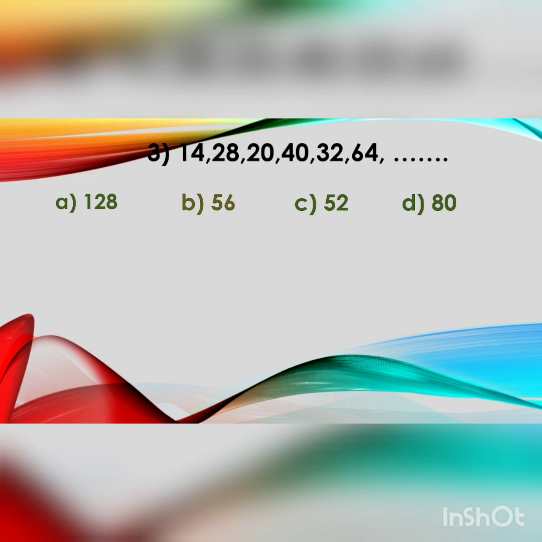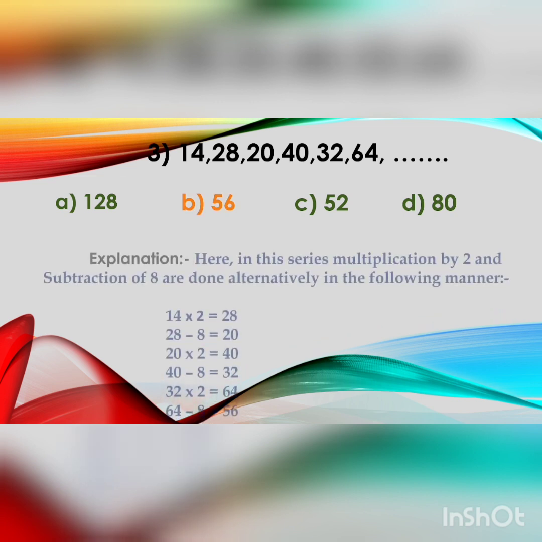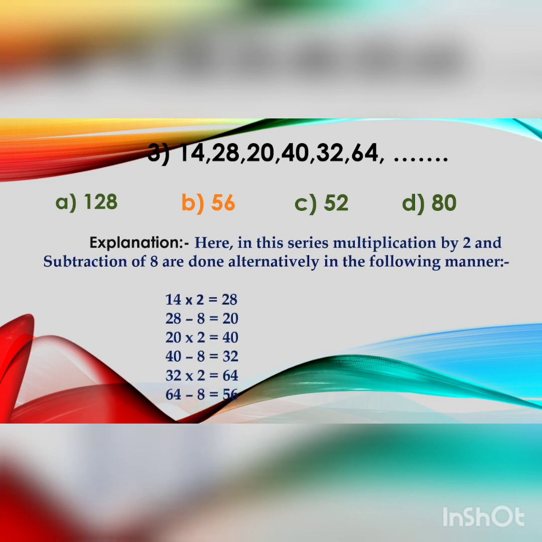In the first step 14 is multiplied by 2 giving 28 as the next number of the series, then 8 is subtracted from 28 giving 20 as the next number of the series. After that 20 is multiplied by 2 giving 40 as the next number of the series, then 8 is subtracted from 40 giving 32 as the next number of the series.